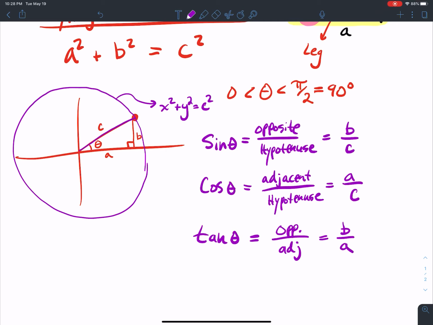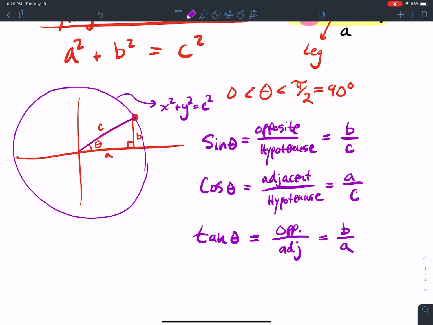Now, how do I remember this? It's goofy. We've talked about this in earlier videos, but I say some old hippie caught another hippie tripping on acid. So sine is opposite over hypotenuse. Cosine is adjacent divided by hypotenuse. And tangent is opposite over adjacent. Okay?